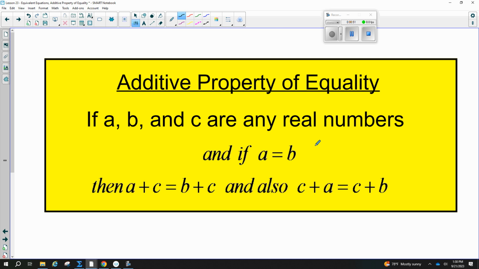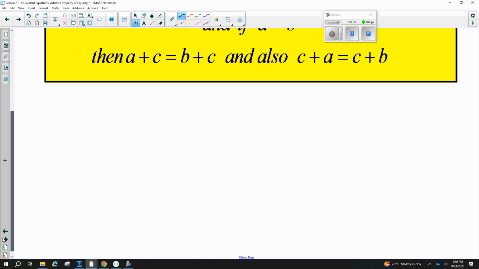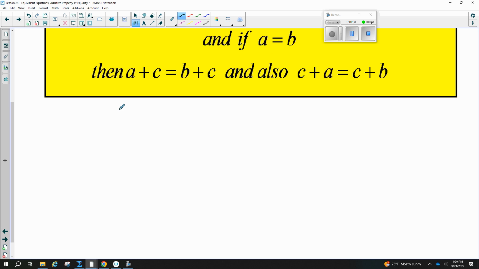The additive property of equality. Basically, you are allowed to add anything to both sides of the equation, and the equation stays the same, or subtract. For example, if I have A plus C equals B plus C, I could just subtract these C's from both sides, and that means A equals B. Same thing over here, minus C, A equals B.